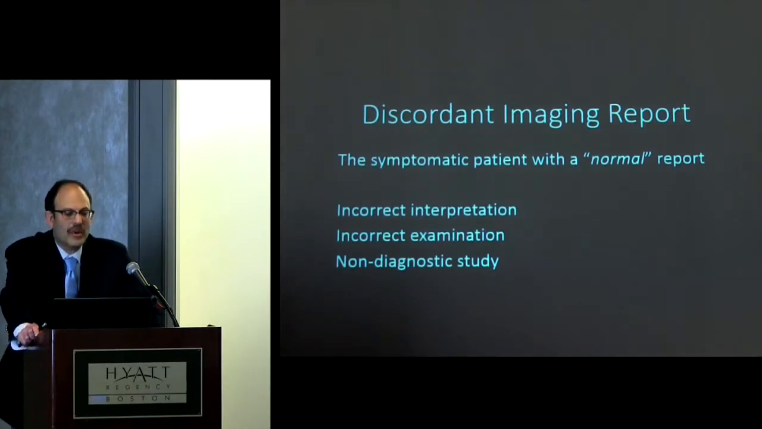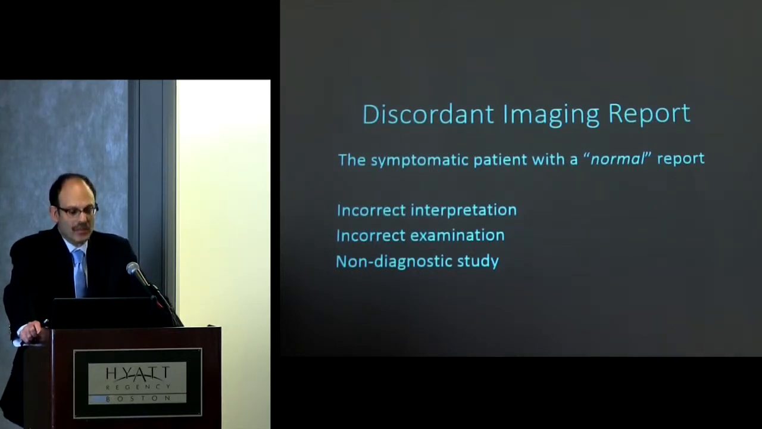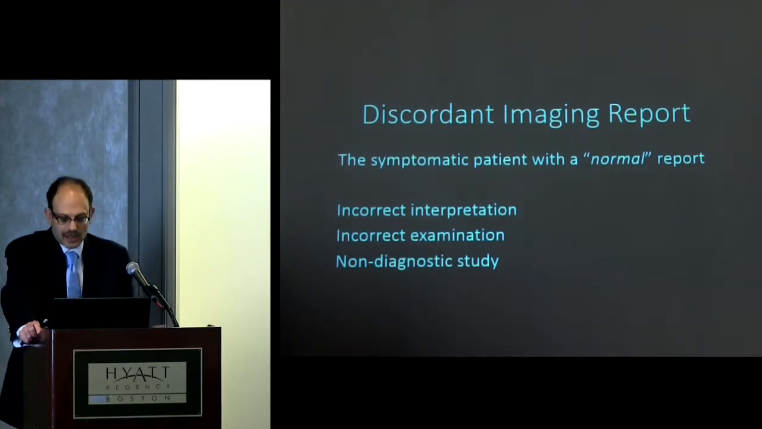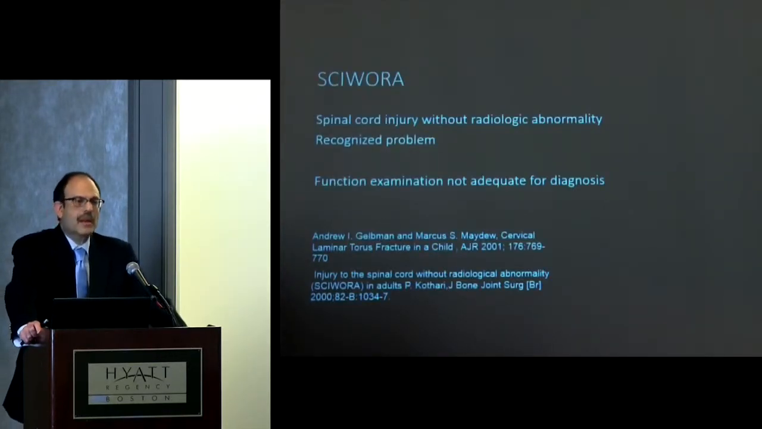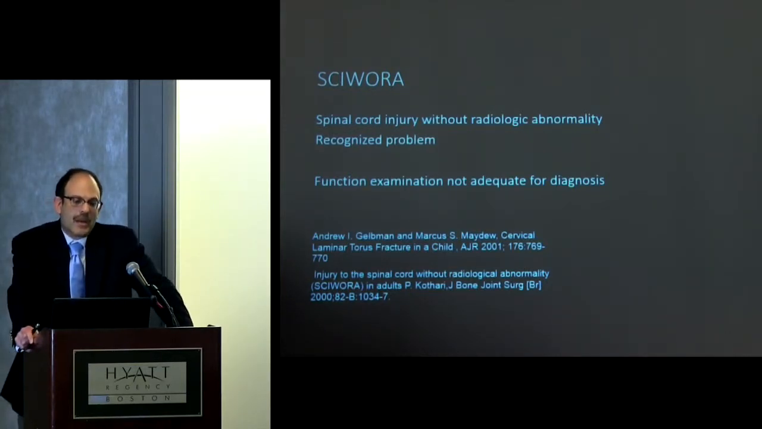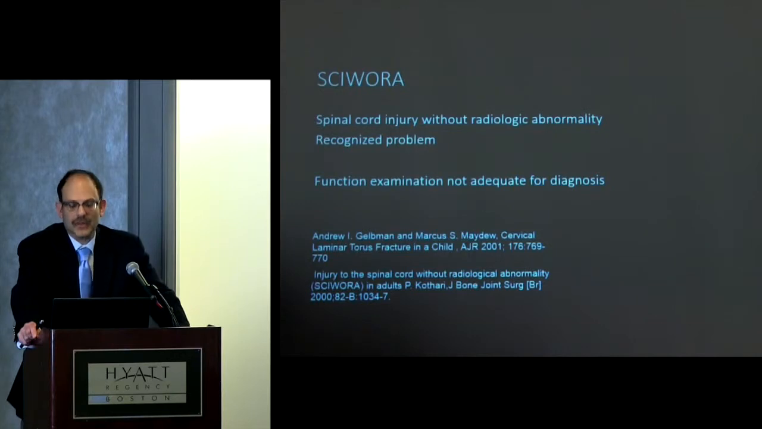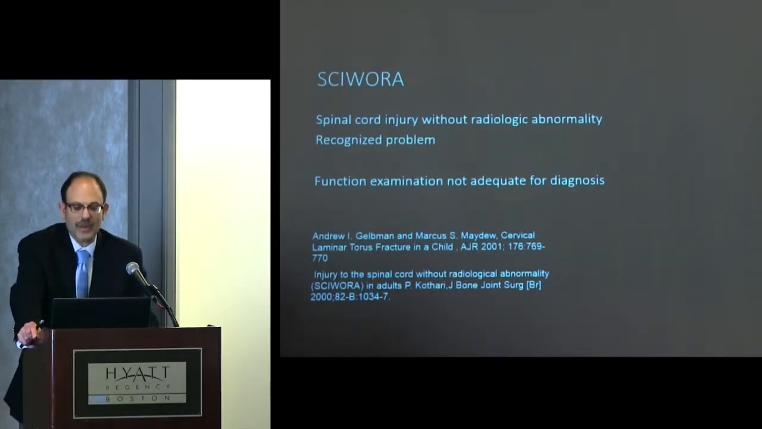The discordant imaging report is really the problem of a patient with trouble and a report read as normal. This can be related to incorrect interpretation, the incorrect examination being performed, or a non-diagnostic study being performed. There's a recognized phenomenon, spinal cord injury without radiographic abnormality. It's simply a recognized problem that patients are going to be worse than their imaging. This is typically a function of the examination not being appropriate for making a diagnosis of soft tissue injuries or the problems with spinal cord injuries.